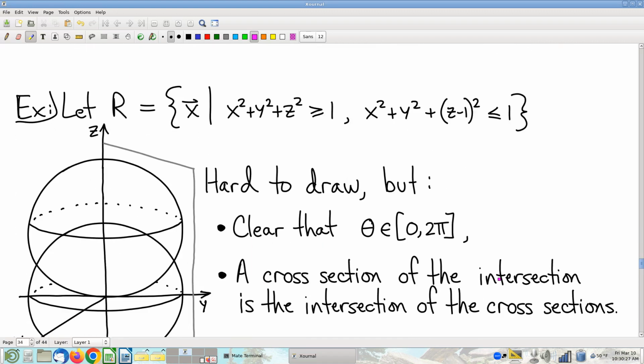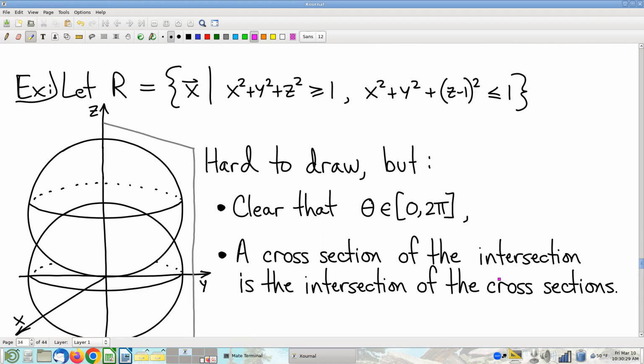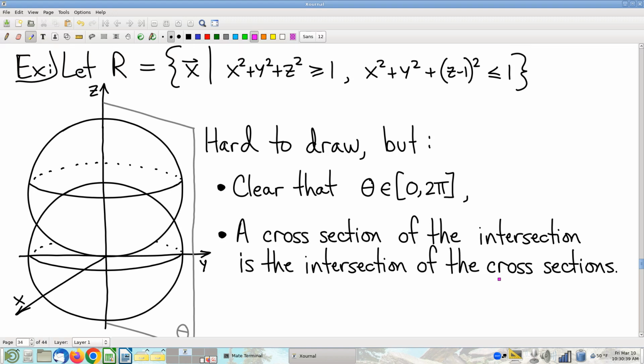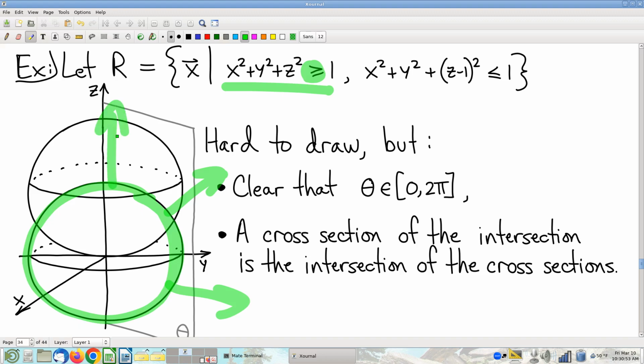Alrighty. So here's the last example. This one I bring up just because it's a good example of a particular little trick I think is very handy. So anyway, let's get into the example. First, we're looking at the collection of points that are outside of this sphere. Right? So outside of that sphere. And then inside of this sphere.